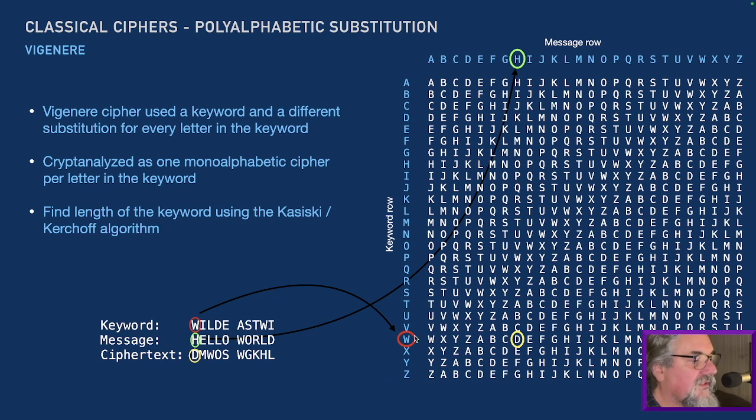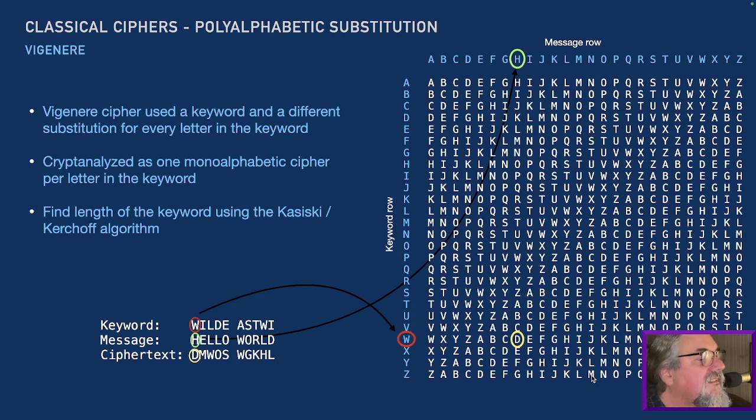So for encryption, I have W in the key, and I want H in the clear text. I see where those two meet, and I get D in the ciphertext. When I decrypt, I have W in the keyword. I know the receiver, Bob, knows the keyword. He knows that the W is the first letter in the keyword, and he sees D in the ciphertext, and he goes up here, and then he sees H. So H is the clear text letter for decryption. And as you can see, these are actually 26 different Caesar ciphers.